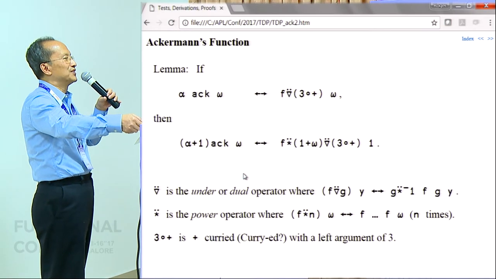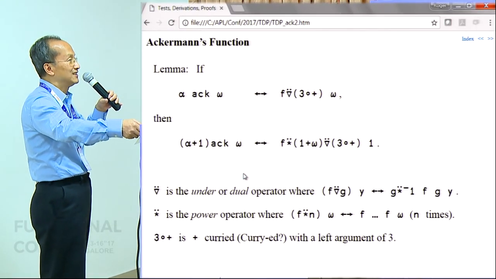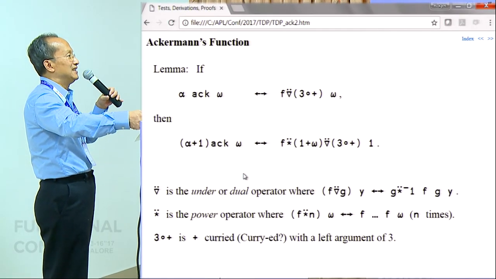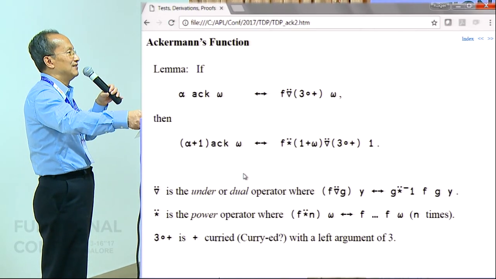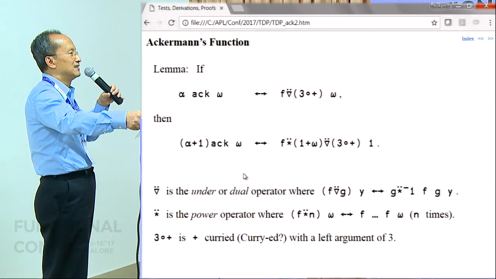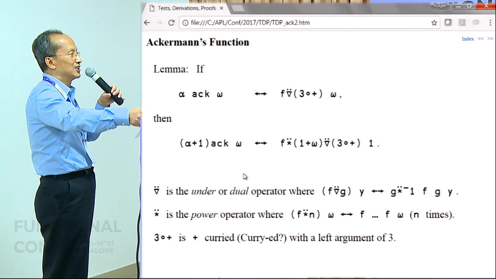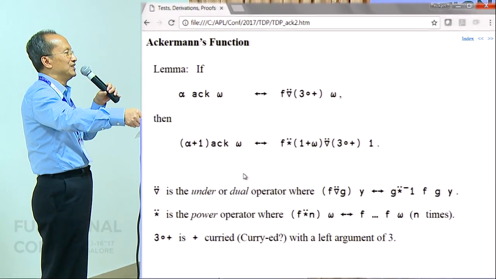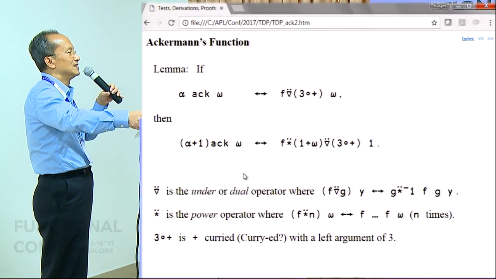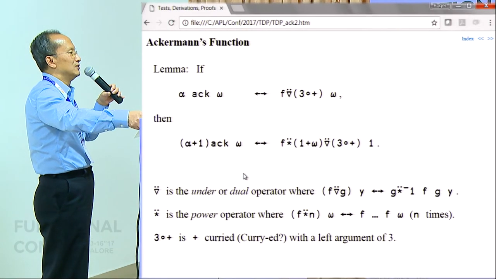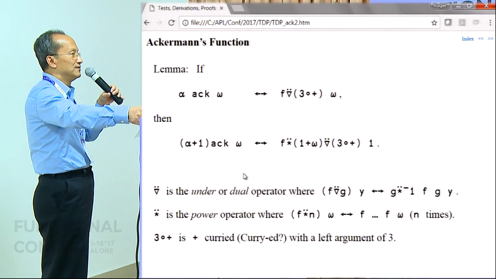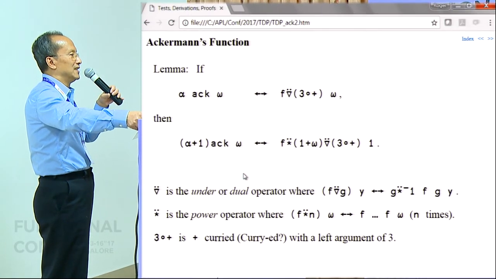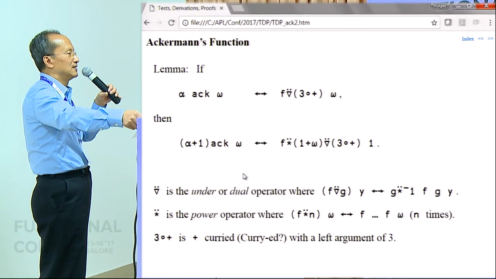If you have some function f, we don't know what yet, but if you have such a function f, and a ac omega is f under through a plus on omega, I'll explain all these in a bit. Then if you increase the left argument by 1, that is alpha plus 1 ac omega, then it's the same function power 1 plus omega under 3 with plus on 1.